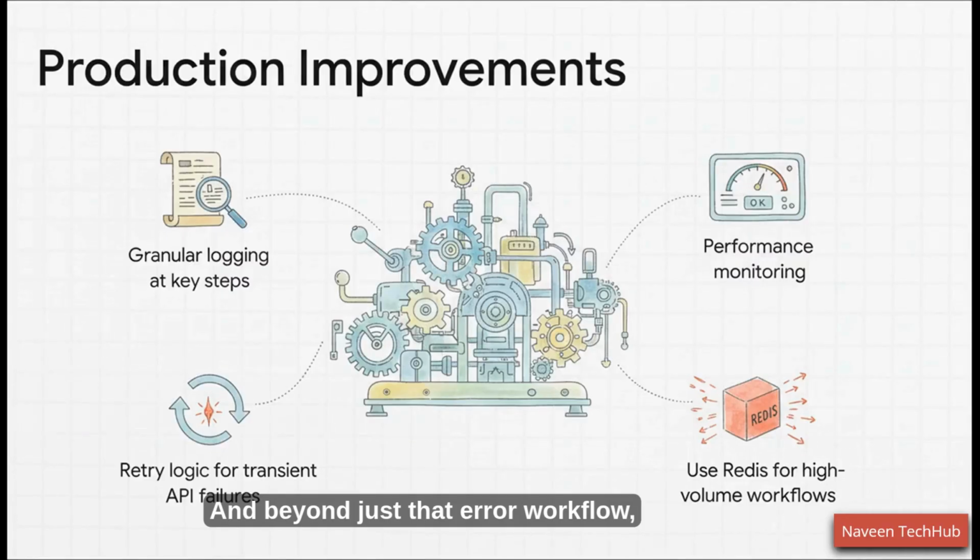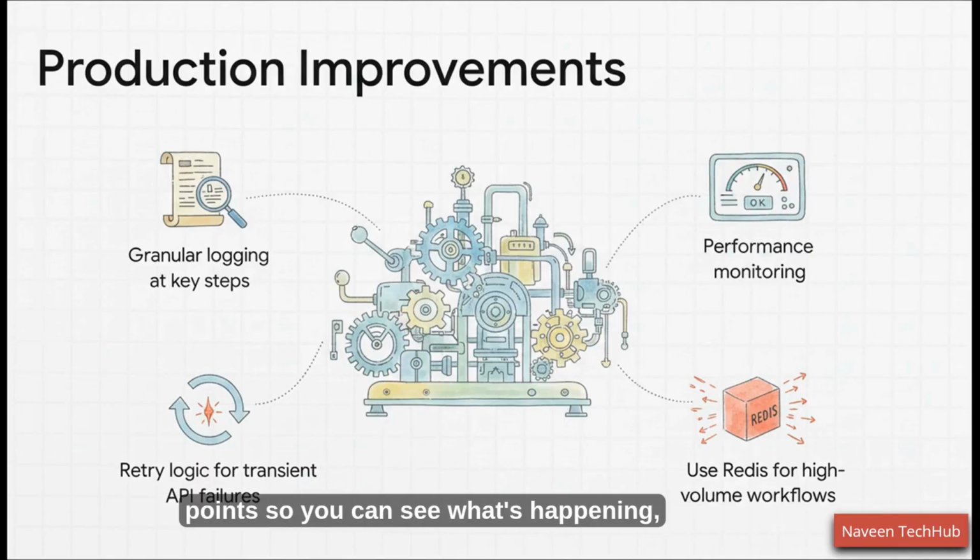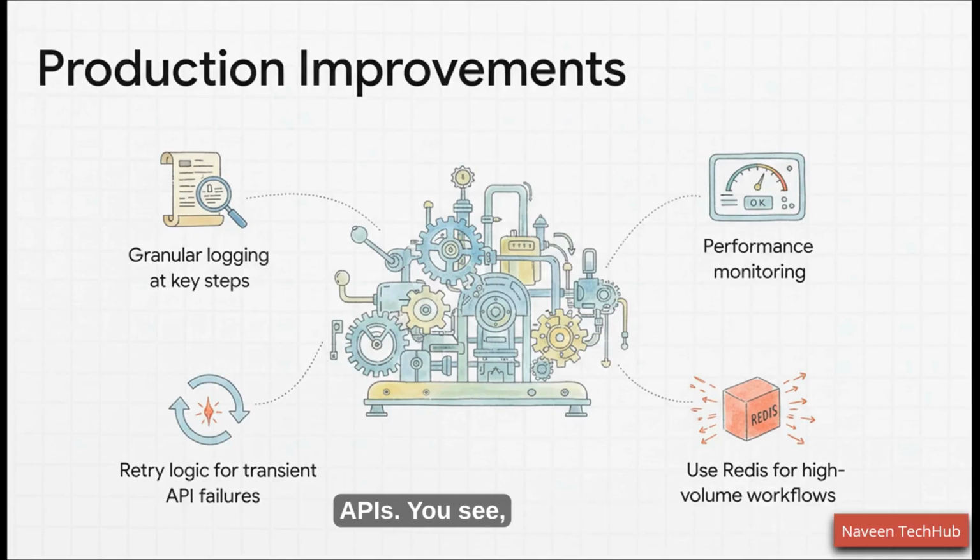And beyond just that error workflow, real production systems have a few more tricks up their sleeve. We're talking about adding detailed logging at key points so you can see what's happening, monitoring performance to find bottlenecks, and using smart retry logic for those flaky APIs.